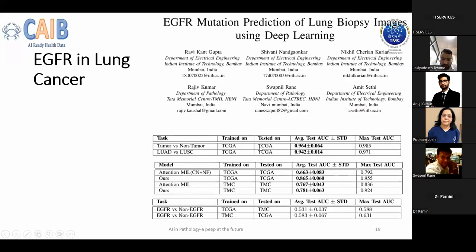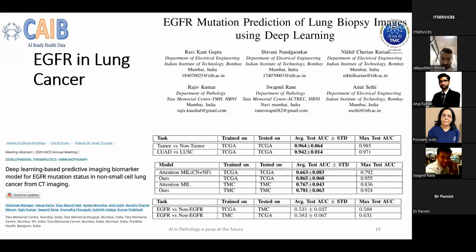Similar work is already happening. We are doing it in lung cancer as well, where we are trying to predict EGFR mutation. There was also some similar work on the radiology side. These methods are called semi-supervised learning methods, where we don't have too much detail on which cell of the tumor is positive or negative, but we have slide-level or patient-level information as to whether this patient has an EGFR positive or EGFR negative tumor.